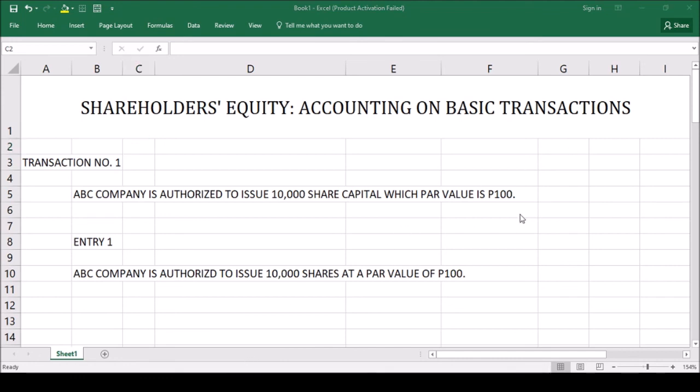Hopefully, may natutunan po kayo today sa aking discussion, and see you on our next discussion on shareholders equity. I think we will focus on treasury shares already, no? So hopefully I can able to provide a video soon, okay?